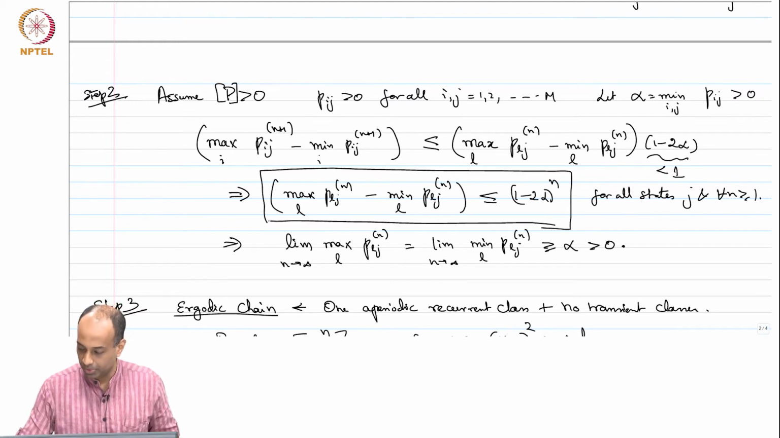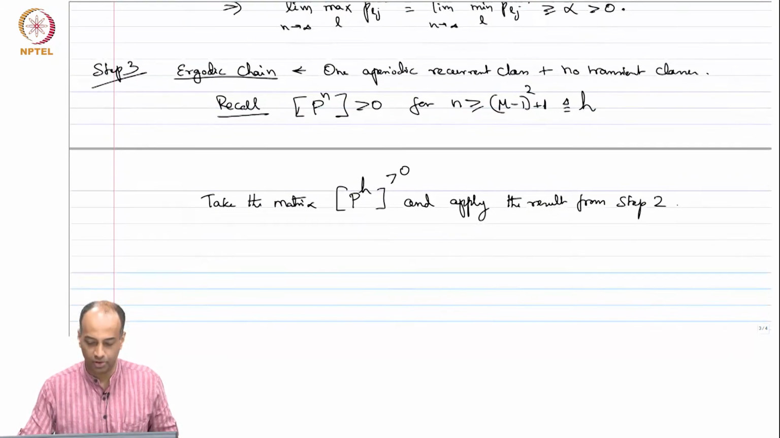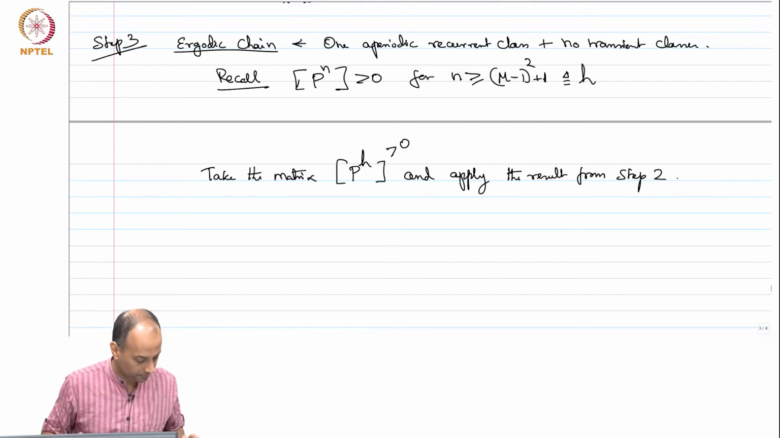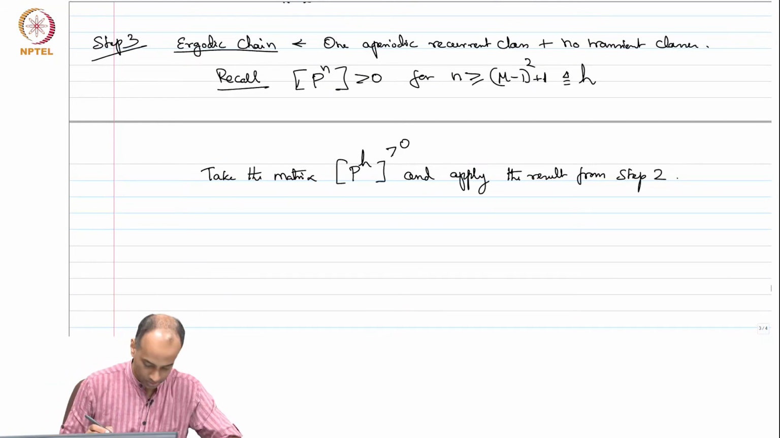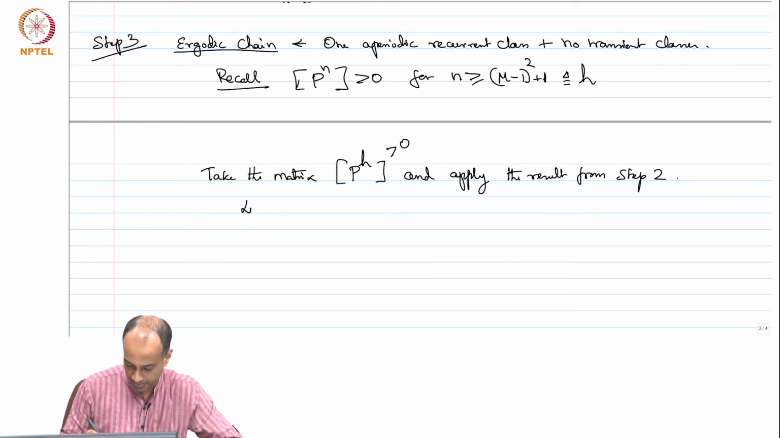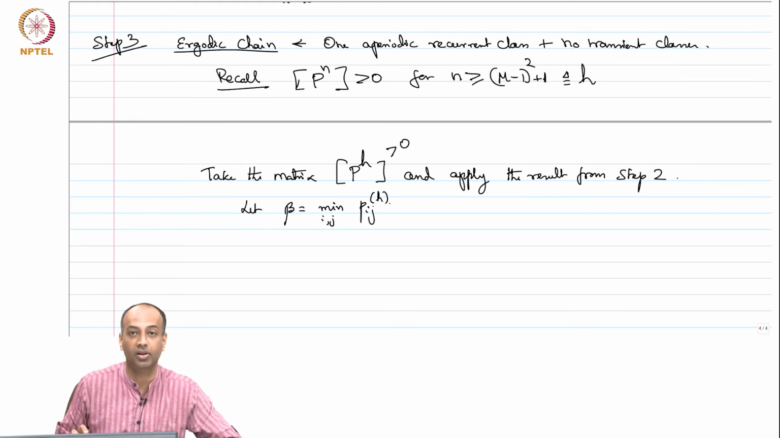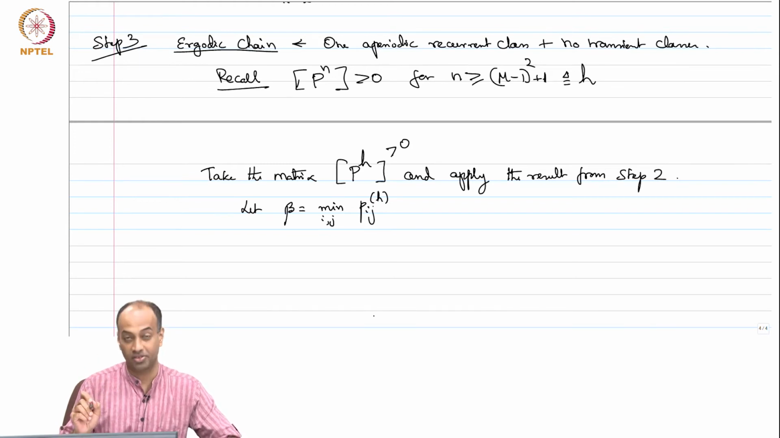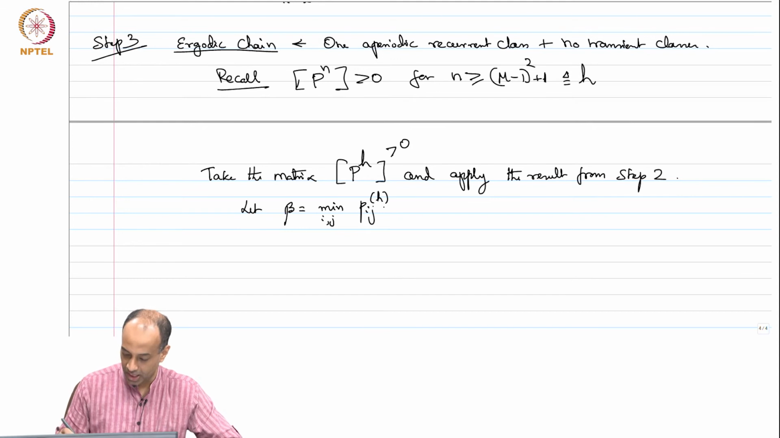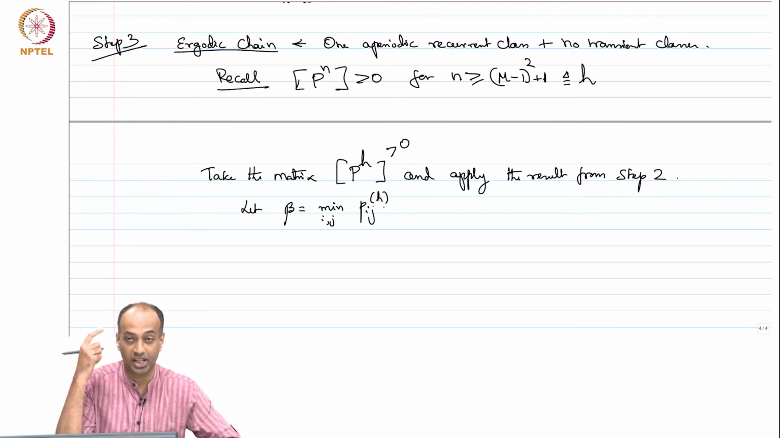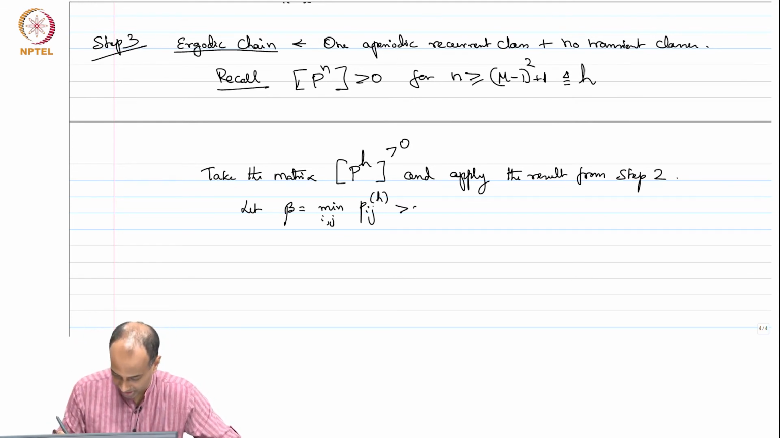Correct? So from this you can work back and prove something for P itself. Alright. So what you can prove is the following. This is the matrix P to the h, which is strictly positive. Let beta equal to the min over i, j of Pij^h. Alright. So Pij^h is strictly positive for every i, j, and you're looking at the smallest entry in the P to the h, and so the beta is strictly positive.